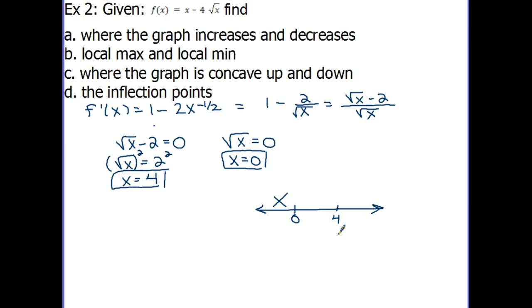So I could plug in 1. Remember, when we do our number lines, we are always plugging into our derivatives. So you plug 1 into your derivative. So square root of 1 is 1, minus 2 is negative 1, or negative. The bottom is always going to be positive, so negative over positive is negative.